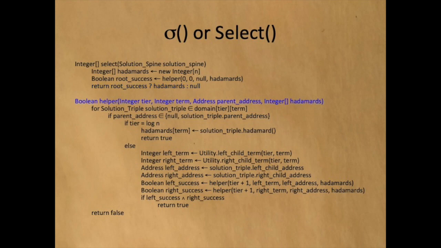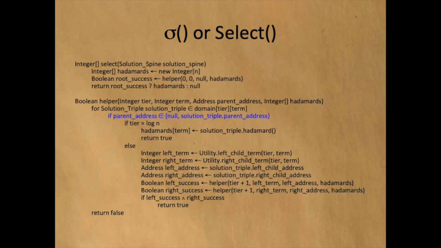The helper function does the main work. It takes a tier and a term, which identifies the node to process. It takes a parent address, which must be matched, and it takes the resulting list of Hadamards to fill in. The outer loop considers all solution triples within the domain. If the parent address is null, then it will match any solution triple. Otherwise, it must match the solution triple's parent address exactly.